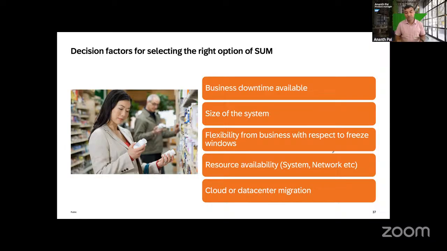And then the resource availability. With respect to the system, are you able to ensure that you get good hardware, whether on your database side or your application server? Will you get a good application server in the cloud environment? Do you have sufficient network bandwidth between your source and target data center? Are your data centers continents apart, or are they just sitting right next to you, or in the next building, or the same building? All these factors you'll have to consider while you are planning the right option for the SUM.